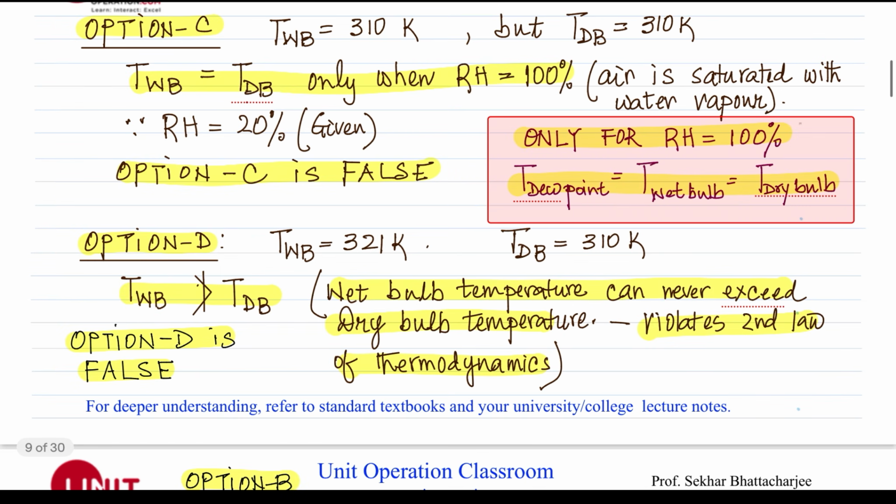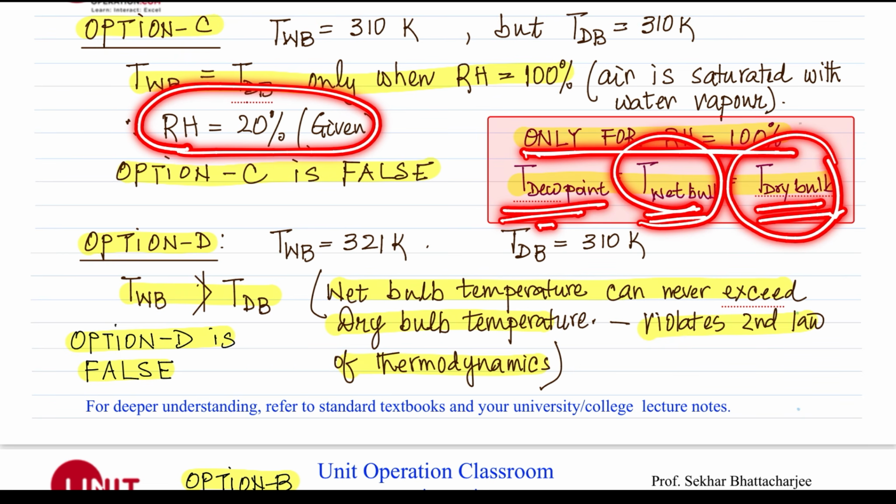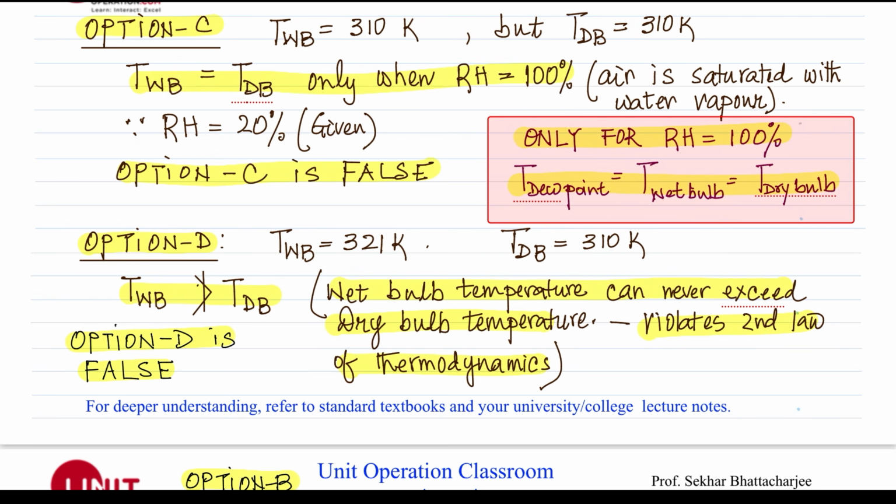All right. Now let's look at option C. Option C is 310 Kelvin, which is the dry bulb temperature. As we said, only for a relative humidity of 100%, the dew point temperature would be equal to the wet bulb temperature, which would be equal to the dry bulb temperature. But for us, the relative humidity is 20%. So the wet bulb temperature cannot be equal to the dry bulb temperature of 310 Kelvin. So option C is wrong. Option D is 321 Kelvin, which is higher than the dry bulb temperature.